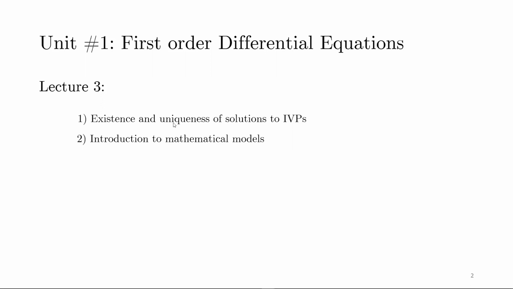Okay, and so what the first part of this class today is going to be about is if we're given an initial value problem, or if we form an initial value problem, are we guaranteed to have, or is there guaranteed to exist a solution to that initial value problem? And if so, is that solution unique? Are there other solutions, or is there only one solution?